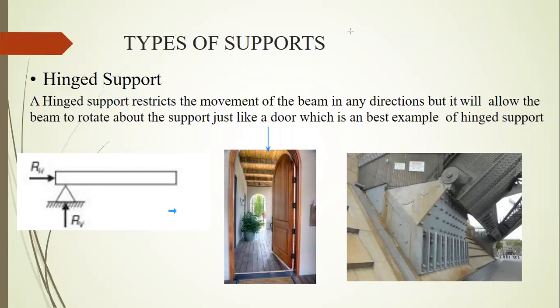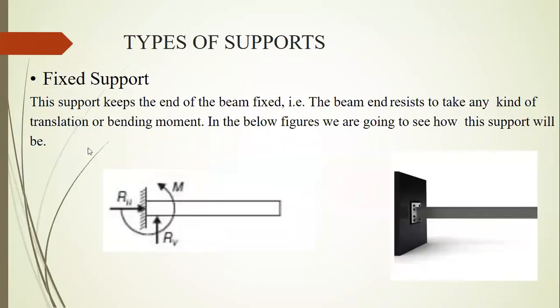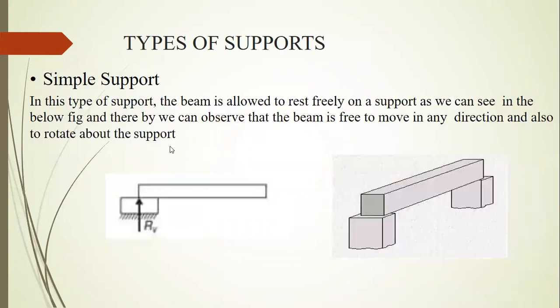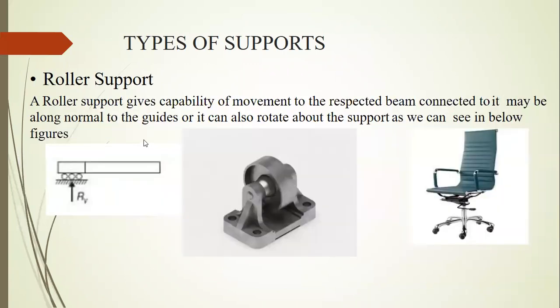For fixed support, there will be three reactions. Remember, for a fixed support, there will be three reactions: one horizontal, one vertical, and the third one rotational. For simple support, the reaction will always be vertical. The third one is the roller support. The reaction will always be perpendicular to the surface. If the surface is horizontal, the reaction will be vertical. If the surface is vertical, then the reaction will be horizontal.